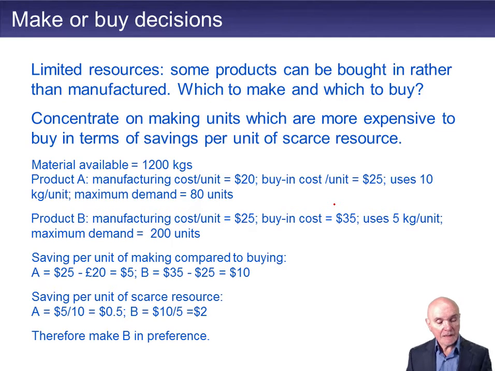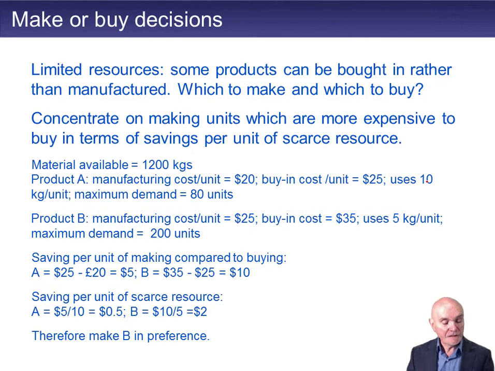So let's look at this here. We have material available, 1,200 kilograms. Product A, the manufacturing cost per unit, is 20. The buy-in cost is 25. And we're using 10 kilograms of this material per unit. The maximum demand is going to be 80.